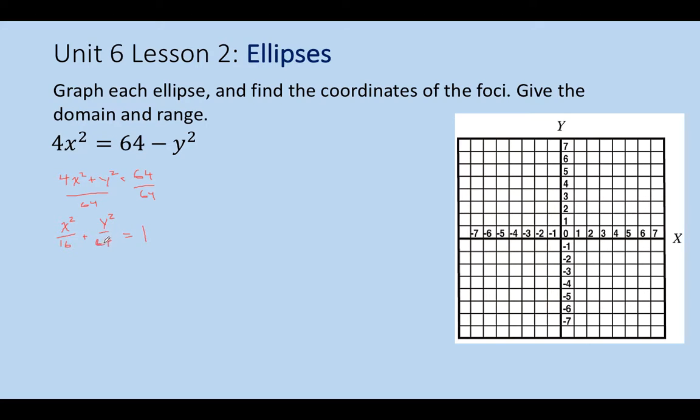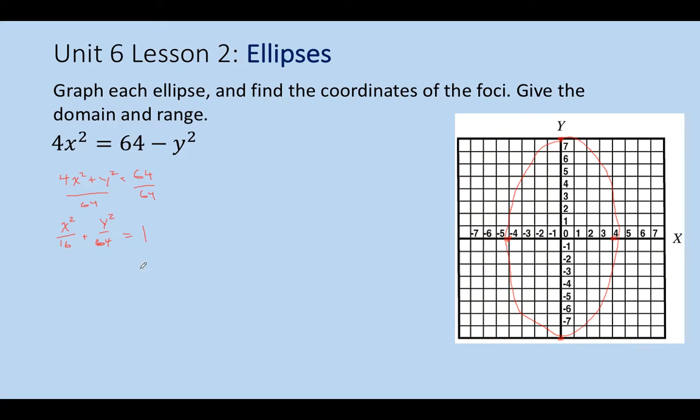And so here you can probably see that this is going to be one of those vertical ellipses because the thing under the y is bigger than the thing under the x. All right, so I guess this one, take the square root of 16, and I get 4. So my horizontal axes are going to be +4 and -4. And then I take the square root of 64, get positive 8 and negative 8. And of course, you can see that's going to make this one of those vertical ellipses. And so my major axis is the y-axis.